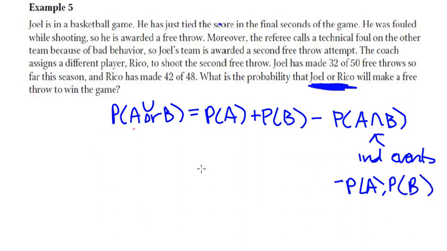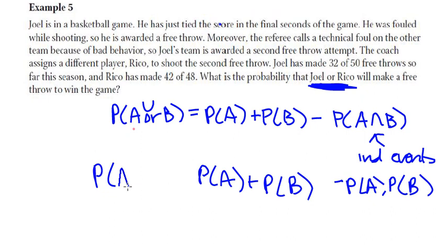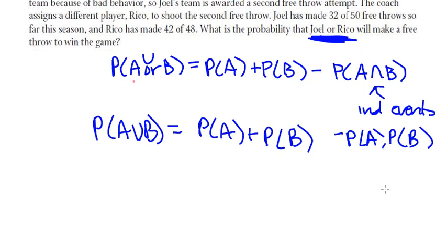So again, the probability of either one is going to be each one's individual probability added together, subtracted by their probabilities multiplied together, because that gives us the probability of both. Here I want the probability of Joel or Rico making it. The probability of A is the probability of Joel making it, which is 32 out of 50.